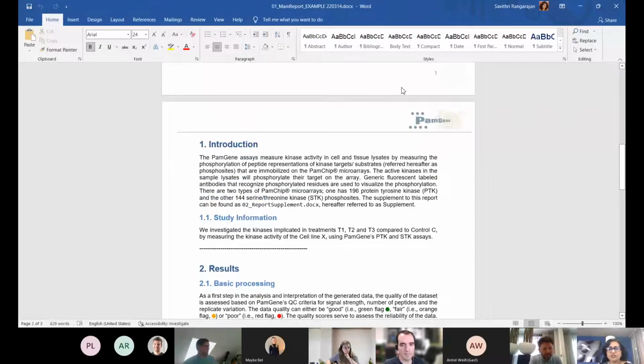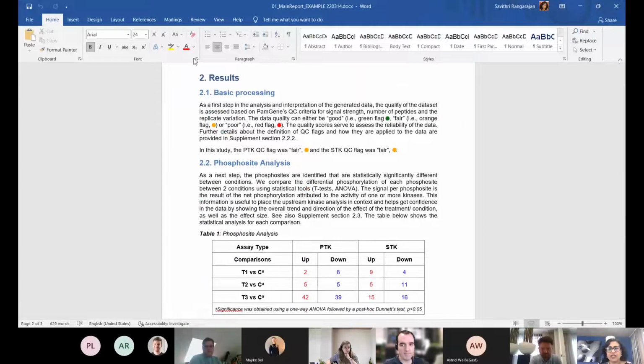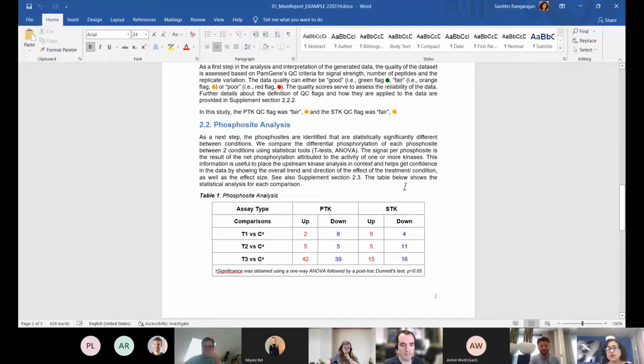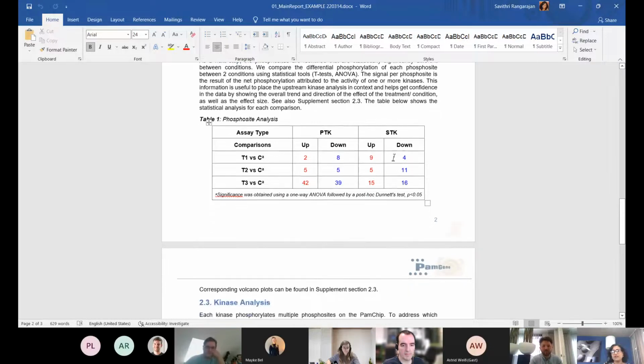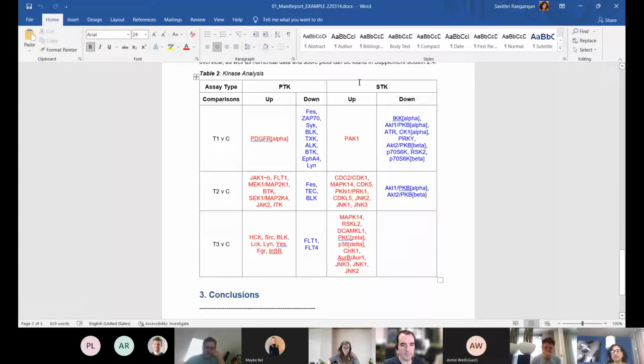So initially there's an introduction, and then we explain the results. I'll go over more details, of course, during the presentation: how we do the analysis, what kind of QC flags we give to the data, and also the phosphosite level. I'll explain what each of these are, and then explain what the key kinase results are. And then we have a supplement.